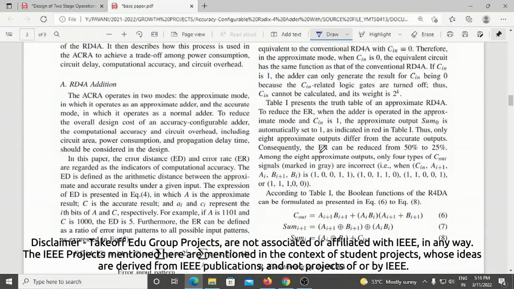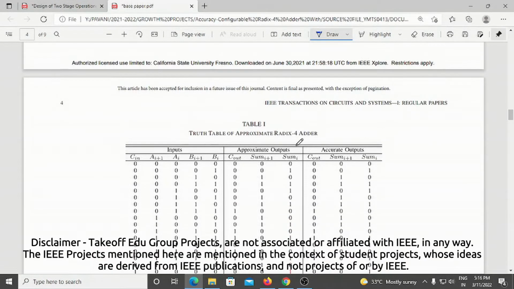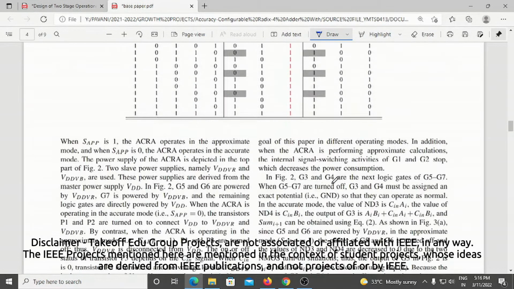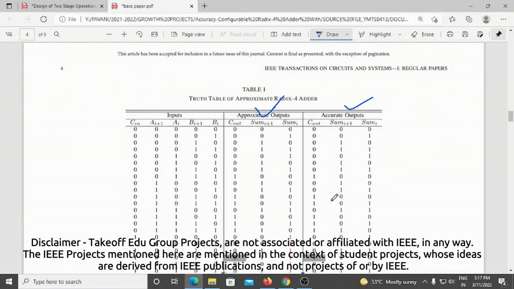So in the approximate results there is some error, and here we are also shown the approximate outputs for every pattern of the input, and also the accurate outputs for every pattern of the inputs. And here we are also mentioned that SKPP is 1 means the FCIE operates in the approximate adder. When SKPP is 0 means the FCIE operates in the accurate mode. So based on this SKPP signal, here we are considering the approximate outputs as well as the accurate outputs.